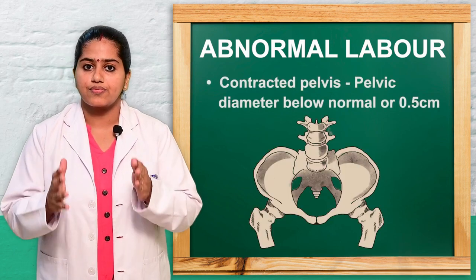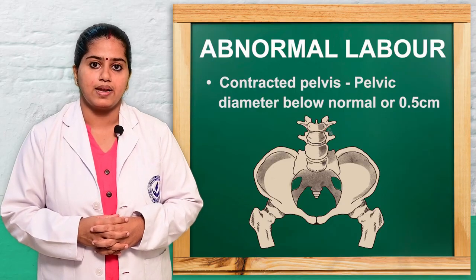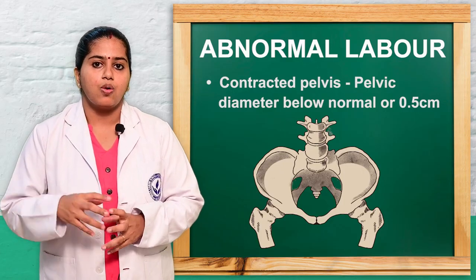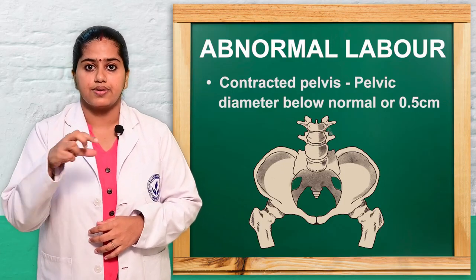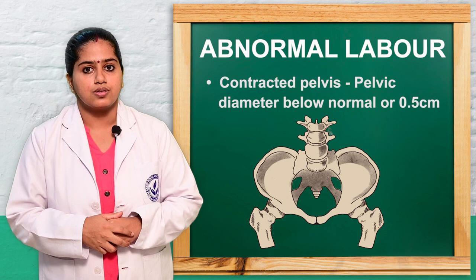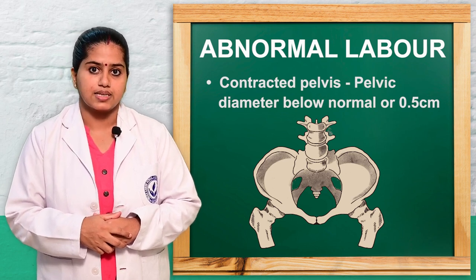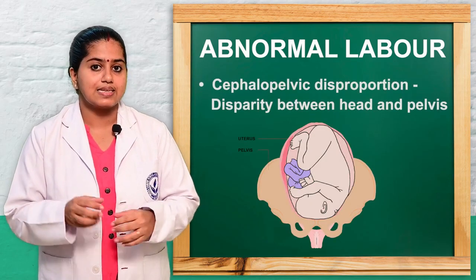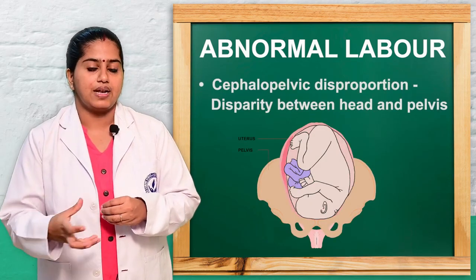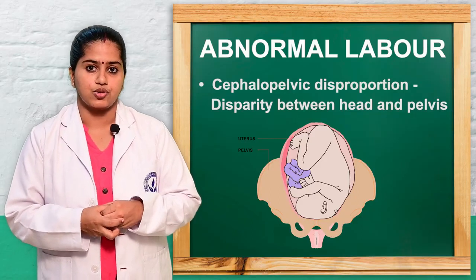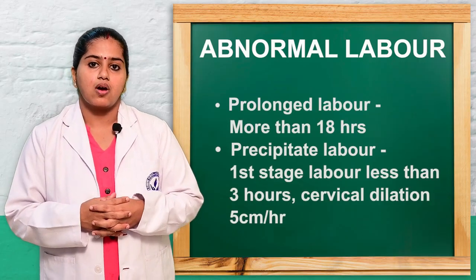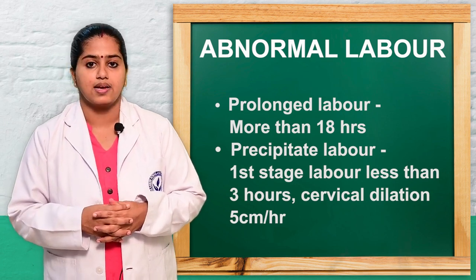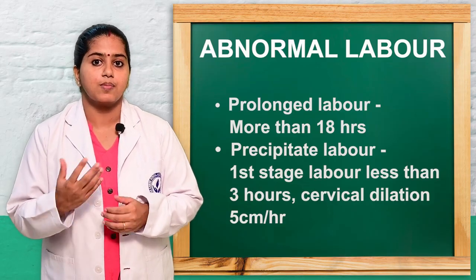Next we will see some of the conditions that come under abnormal labor. First, what is a contracted pelvis? Anatomically, when the diameter is less than 0.5 centimeter in the pelvis, it is known as a contracted pelvis. Then cephalopelvic disproportion: there is a disparity between the head and the pelvis. Third, prolonged labor: when the duration of first and second stage of labor is more than 18 hours, it is known as prolonged labor.